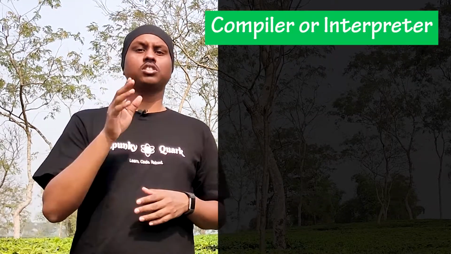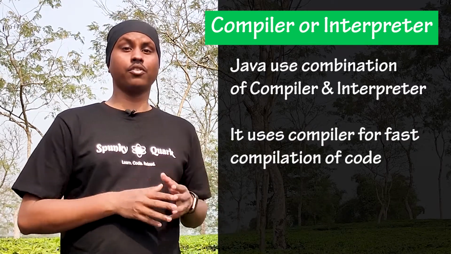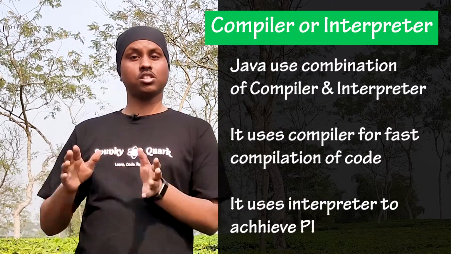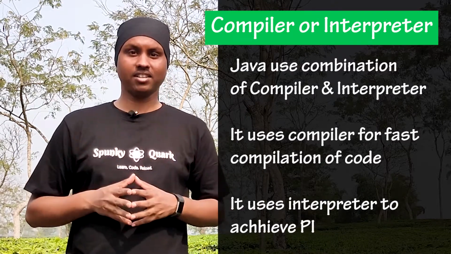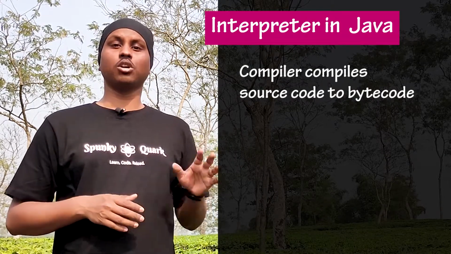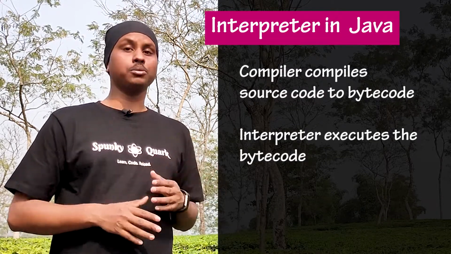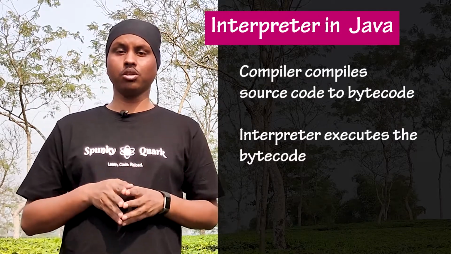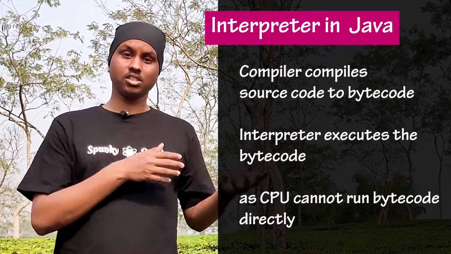So your next question might be, does Java use an interpreter or a compiler? Java uses a combination of both, and that's very interesting. Java uses the strength of the compiler for compiling the code faster, and the strength of the interpreter for making it platform independent. So where are interpreters used in Java? Generally, compilers compile the source code to machine level code, but in Java, the compiler compiles the source code into an intermediate form of machine level code called bytecode. Bytecode is then run by the interpreter because bytecode is an intermediate form of machine code which cannot be directly run by the CPU or the processor.